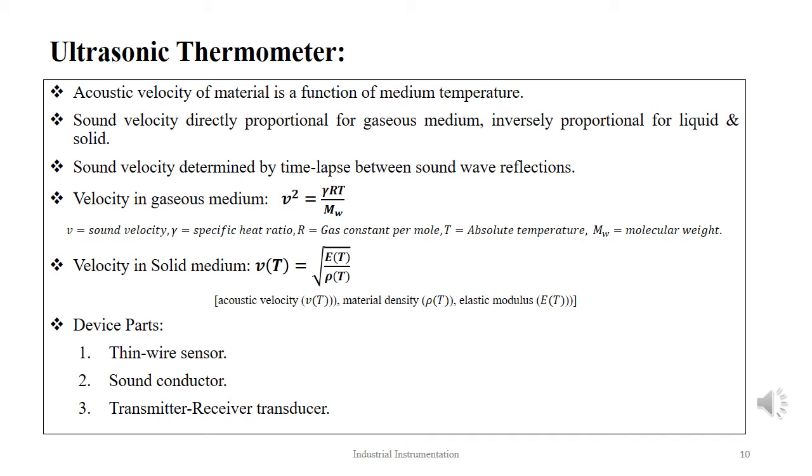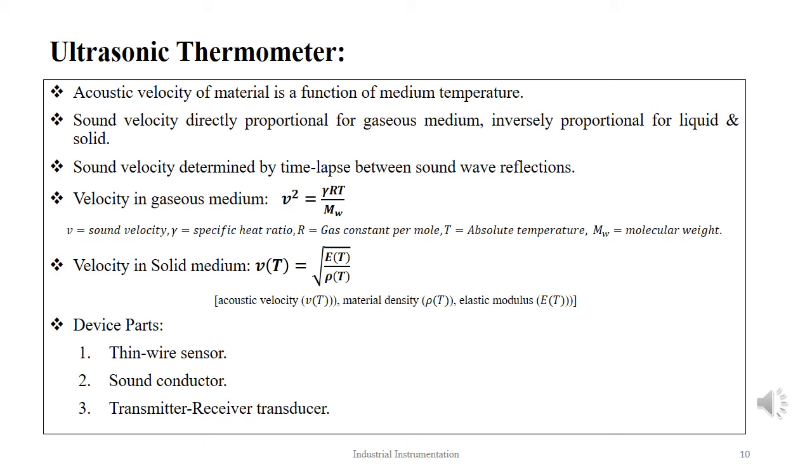The velocity is dependent on the gaseous medium temperature as shown in the equation V squared equals gamma RT by MW. The temperature-dependent acoustic velocity Vt in a solid medium is dependent on the material density ρT and its elastic modulus Et as shown in the equation below, that is Vt equals the square root of Et by ρT.